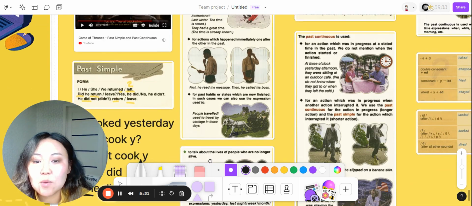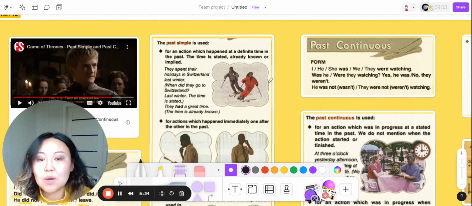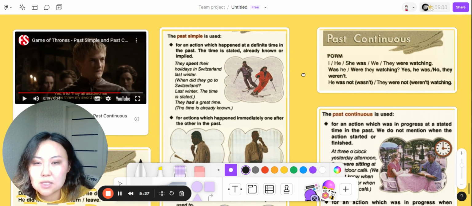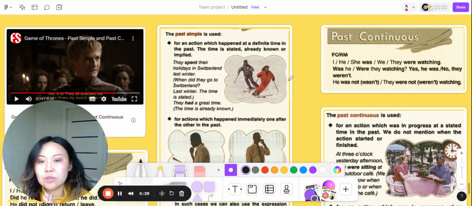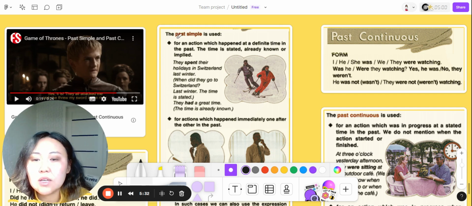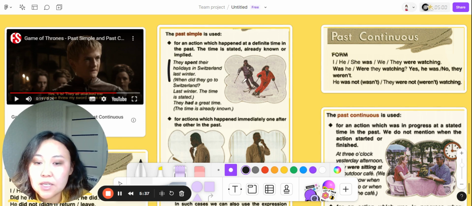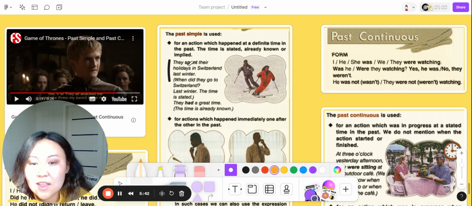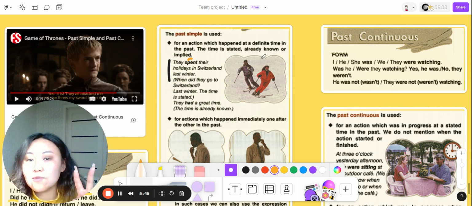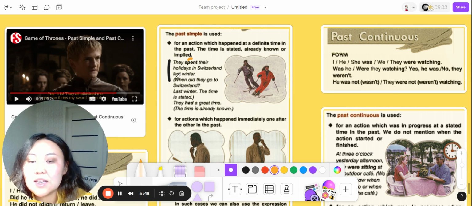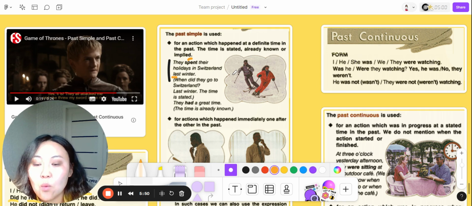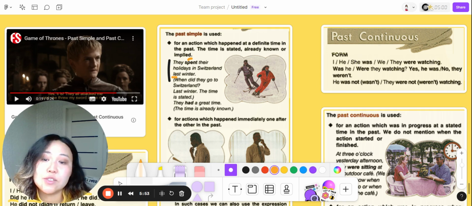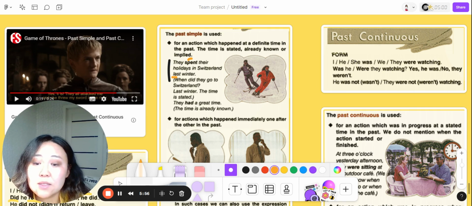So then let's talk about the use, when we use past simple and for what actions. I see the text is kind of blurry, but I will read everything for you. So here we have the first example. They spent their holidays in Switzerland last winter. So we see the verb spend is used in the second form, and we see a signal word which is last winter. And we can ask questions like, when did they go to Switzerland? Last winter. The time is stated.